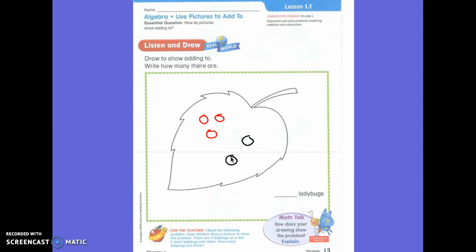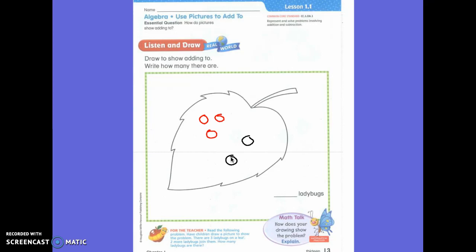So before we can answer that question, I need to know what information I already have. You're right, we've already done that. We drew 3 ladybugs, and then we drew 2 more ladybugs. What's my question? What am I trying to find out? I'm trying to find out how many ladybugs there are.